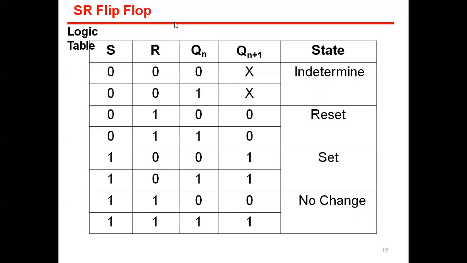Whenever S R is 00, at that time Qn will be 0, and in the second possibility S R is 00, Qn will be 1. So in the first state it is called the indeterminate state, because Qn and Qn plus 1 are both trying to become 1. That's why it is called the indeterminate state.